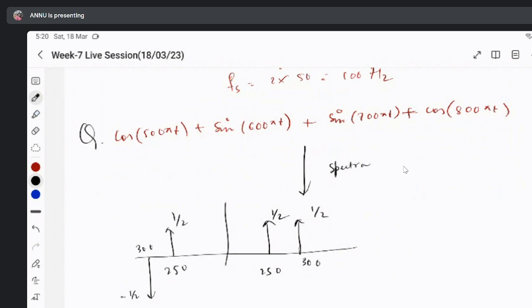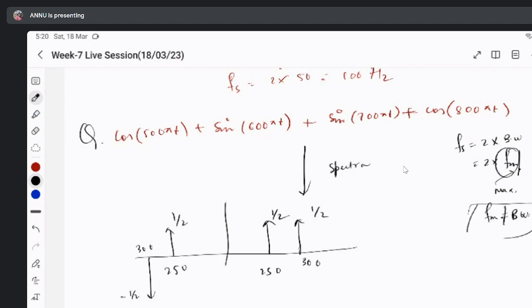No, that should be considered in positive frequency. Then only bandwidth is defined. So we always take only the positive side and then compute the bandwidth. And one more thing, the Nyquist rate is not defined as Fs equal to 2 times bandwidth. It is defined for 2 times the maximum frequency. Fm is the maximum frequency. It is not the bandwidth here.